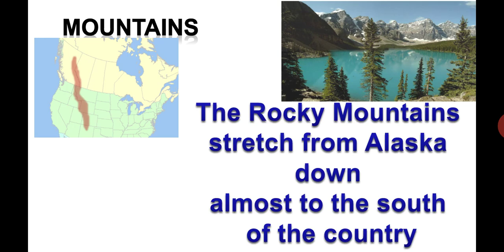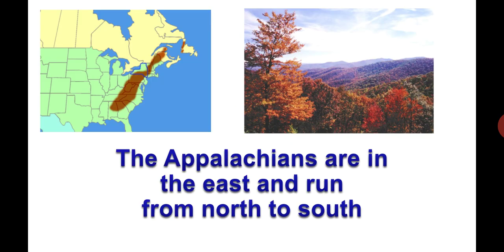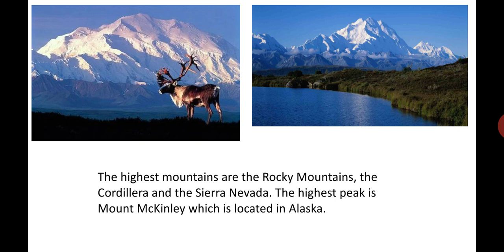As we have already spoken above, in the USA, you can find 2 great mountain ranges. The first great mountain range is the Rocky Mountains. The Rocky Mountains stretch from Alaska down almost to the south of the country. The second great mountain range is the Appalachians, which are in the east and run from north to south. The highest mountains are the Rocky Mountains, the Cordillera, and the Sierra Nevada. The highest peak is Mount McKinley, which is located in Alaska.